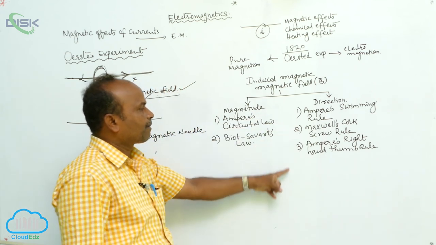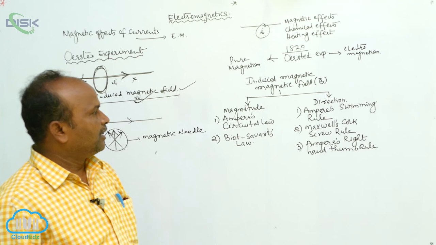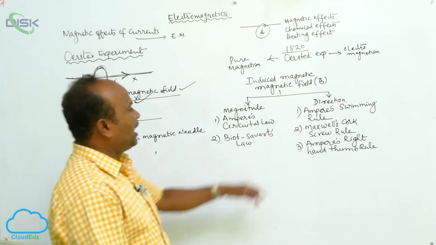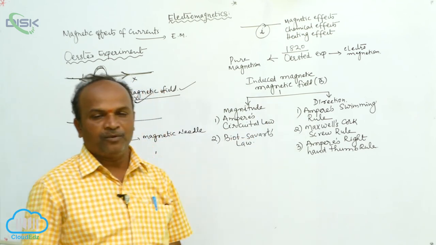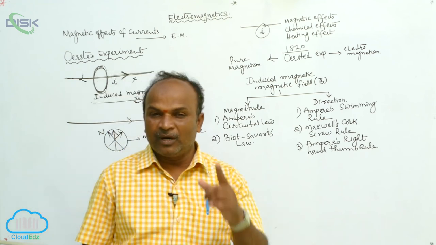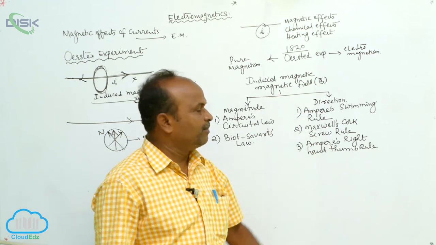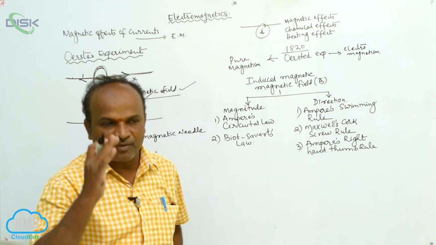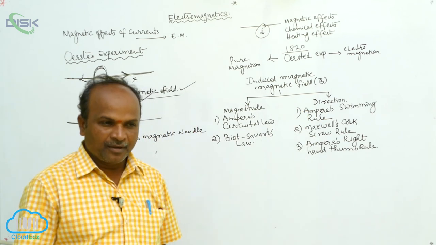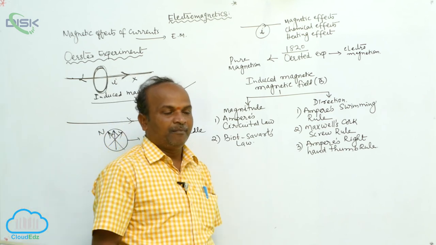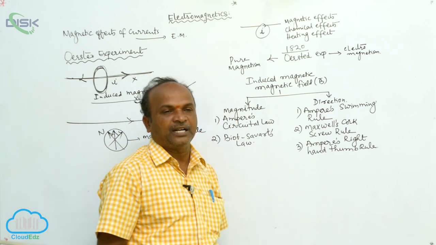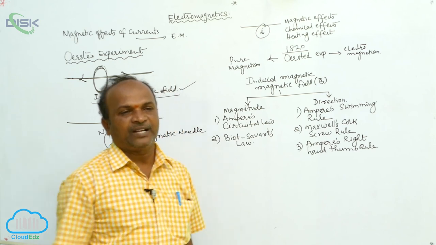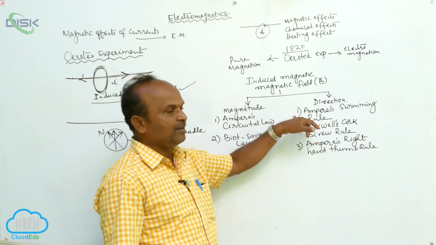First of all, that is direction I want to say. What is Ampere's swimming rule? A person is swimming in the direction of current, facing his face towards the conductor, and the direction of the left hand gives Ampere's swimming rule.